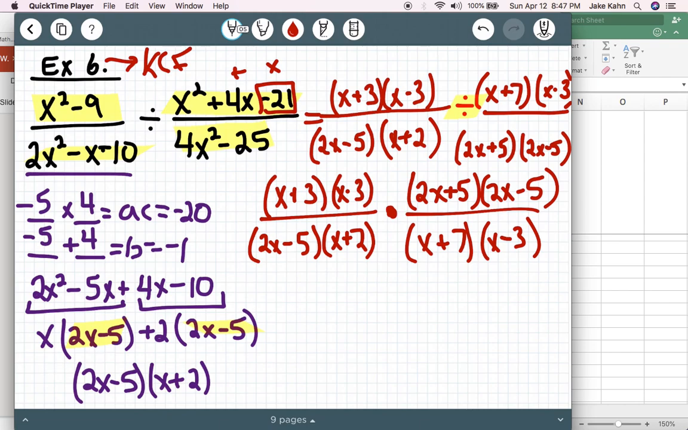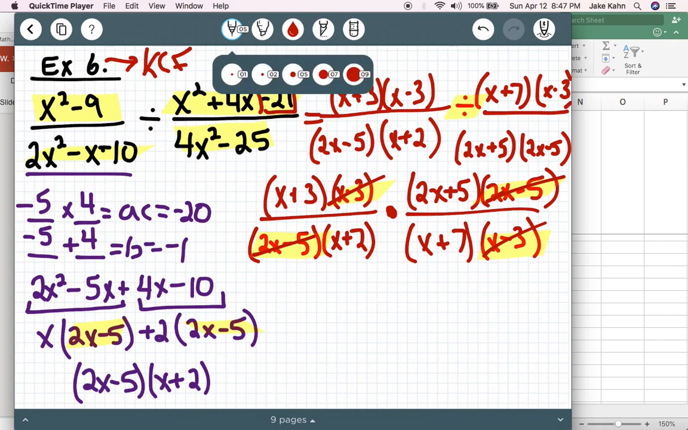What cancels out in this multiplication problem? Okay, first thing I see is x minus 3. X minus 3 appears here, and it appears here, so we're going to cancel it out. It's gone. Let's see here. Next thing that I see is 2x minus 5. Appears on top here, and it appears on bottom here, so we're going to cancel it out. Anything else? The answer is no.